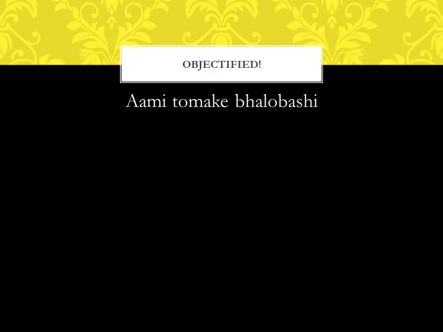We have seen this sentence, Ami tomake bhalobashi, quite a few times. Here, Ami, the subject, and tomake, the object, both are pronouns. But we can replace both these pronouns with nouns. We can replace either one of them with a noun, either the subject or the object, or we can replace both of them with nouns. That is also possible. And the structure of the sentence will remain the same.